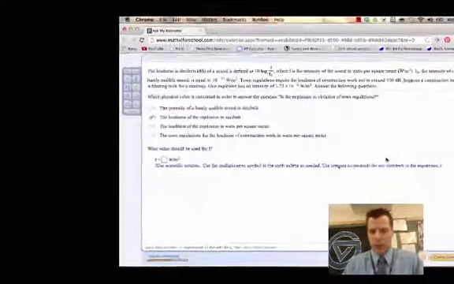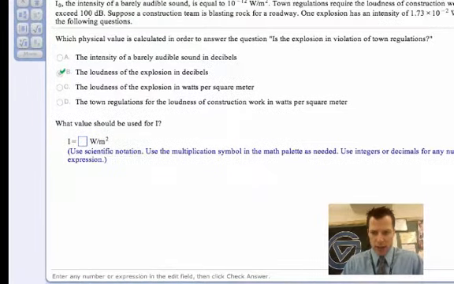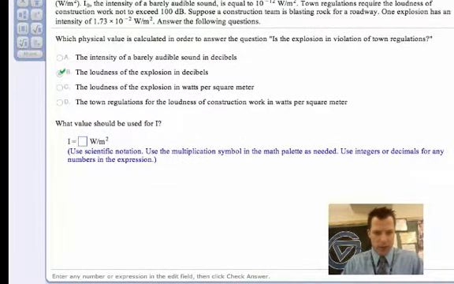All right, Eric. So this is a question that you had from yesterday. So I'm just going to scooch this over just a little bit. Okay, so you're talking about the loudness in decibels defined by this function: 10 times the logarithm of I over I sub 0. I is the intensity of the sound in watts, and I sub 0 is the intensity of a barely audible sound, which is equal to 10 to the negative 12.